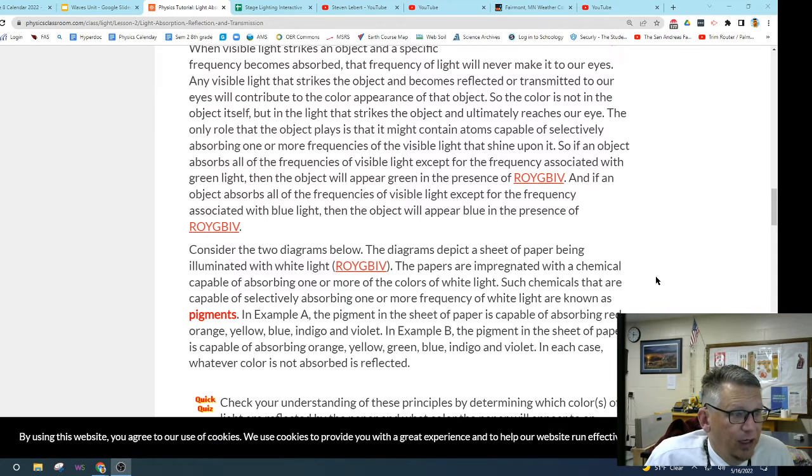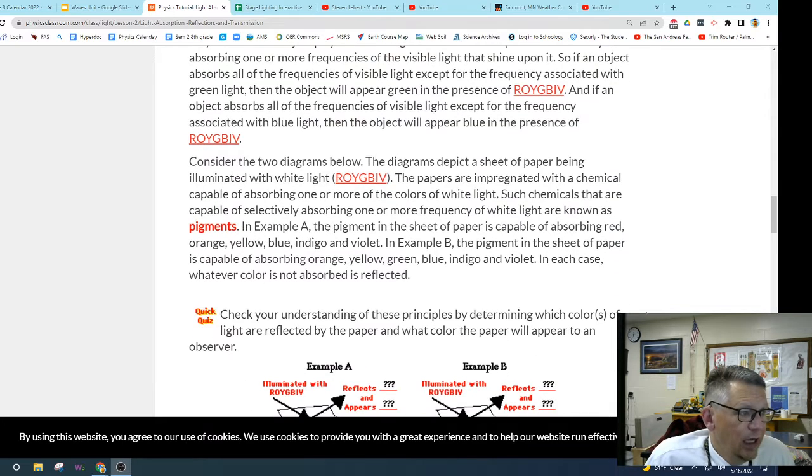Consider the two diagrams below. The diagrams depict a sheet of paper being illuminated with white light, ROY G. BIV. The papers are impregnated with a chemical capable of absorbing one or more of the colors of the white light. Such chemicals, which selectively absorb one or more frequencies of light, are known as pigments. In example A, the pigment in the sheet of paper is capable of absorbing red, yellow, blue, indigo, and violet. In example B, the pigment is capable of absorbing orange, yellow, green, blue, indigo, and violet. In each case, whatever color is not absorbed is reflected.